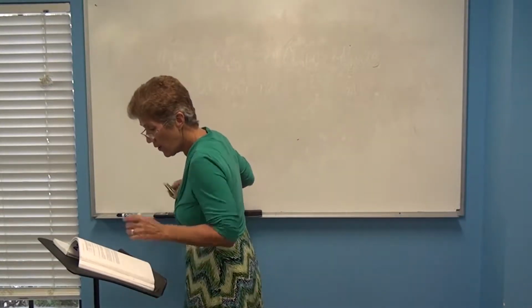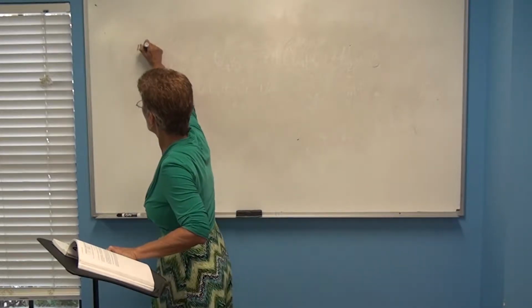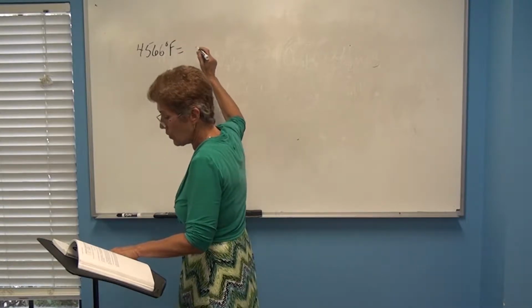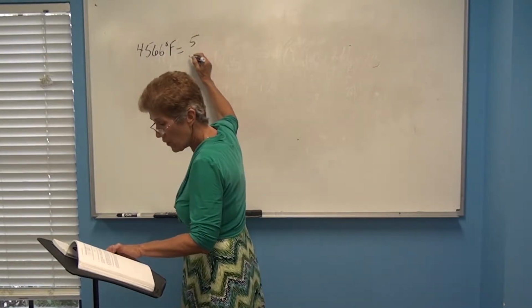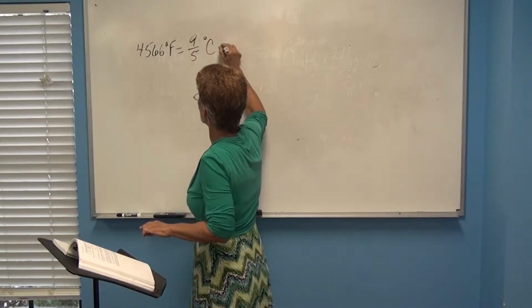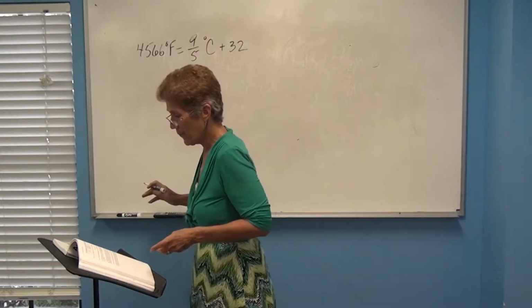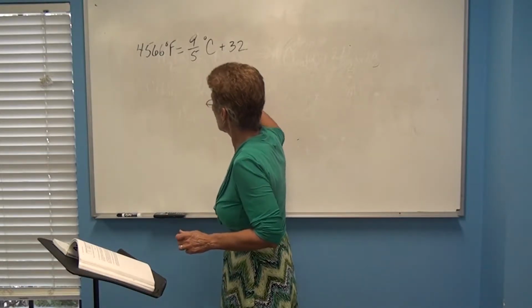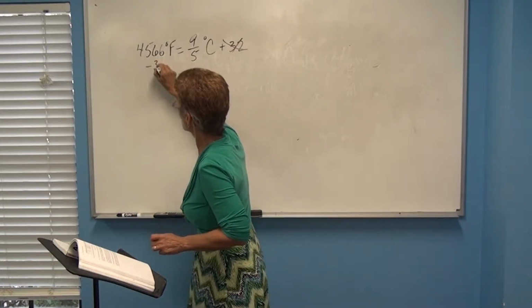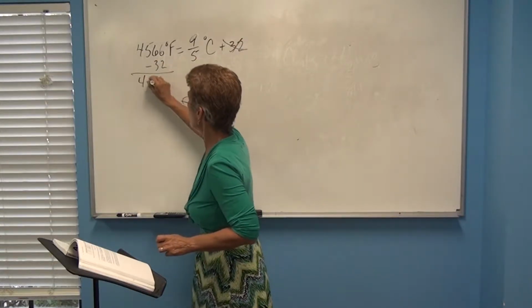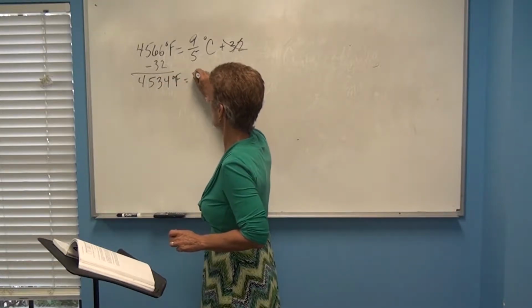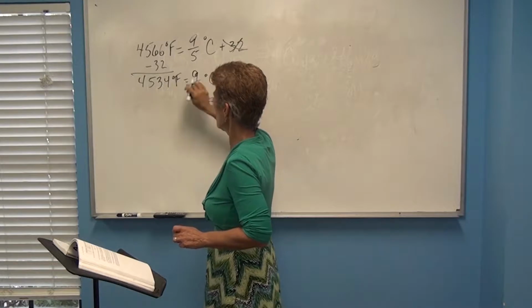And so, let's plug those in. We have 4,566 degrees Fahrenheit equals 9/5 degrees Celsius plus 32. Okay, so now we've got to get this over here. So we're going to go minus 32. So that's going to be 4,534 degrees Fahrenheit equals 9/5 degrees Celsius.